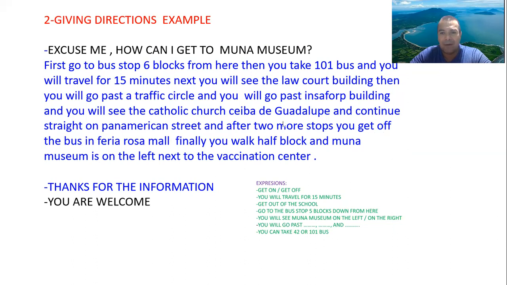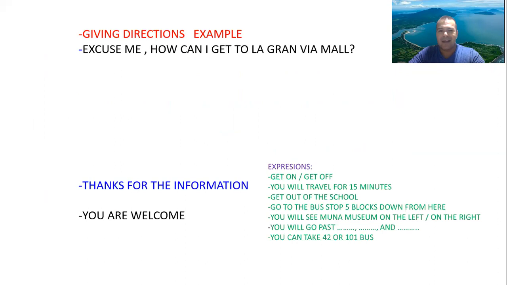Besides, they were mentioning where you need to get off: get off the bus at Feria Rosa Mall. So those are reference buildings that you give to a person to get to a destination. So remember, don't forget to give reference buildings so the person doesn't get lost. That's really important. So basically, these are the 2 different examples of how to get to a museum, like I was telling you. If there is a museum near the place where you live, these are perfect examples for you to create yours.